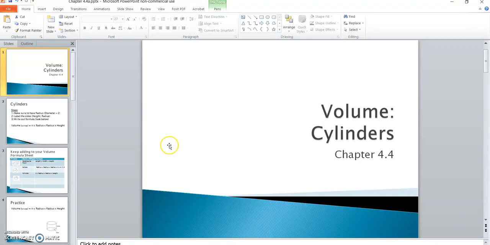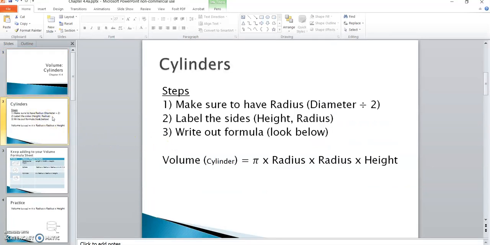Alright, so the third shape in our volume section of this chapter is a cylinder. You may recall from the surface area section of this chapter that a cylinder, for example, is a pop can. Now the steps in finding the volume of a cylinder: step number 1 is to make sure to have the radius. If they give us the diameter, we simply divide by 2.